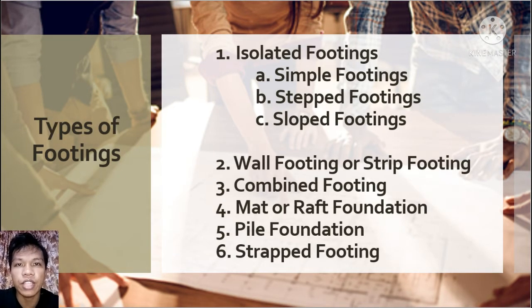These are the different types of footings. First, isolated footings. Under the isolated footings, there are three types: first is the simple footing, second, step footing, and third is slope footing. And other types of footings are wall footing or strip footing, combined footing, mat or raft foundation, pile foundation, and strap footings.